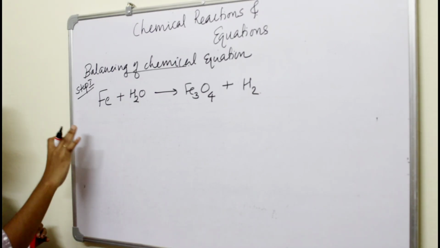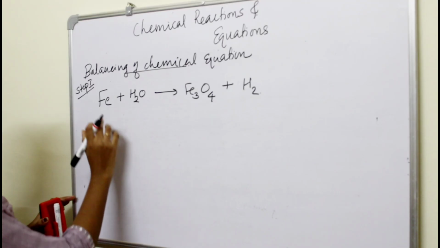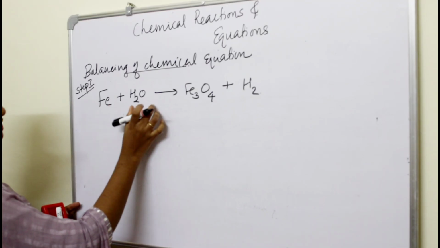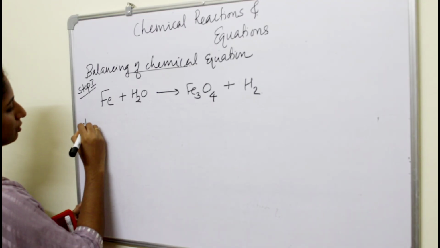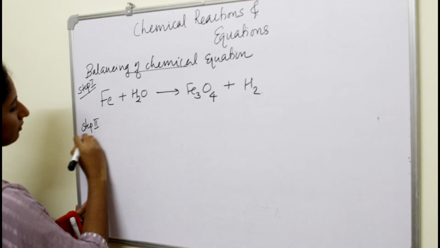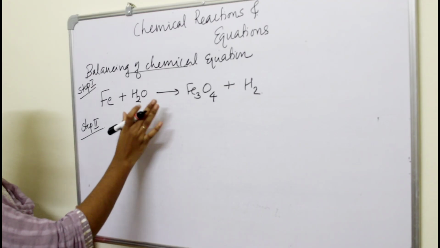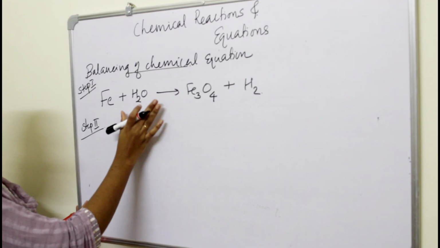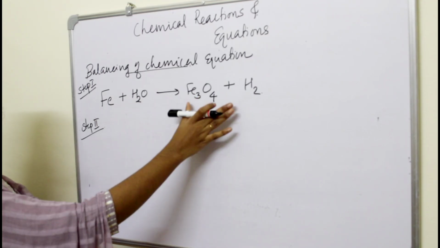So in this one we are balancing the specific chemical equation. Iron, when it reacts with water, we are getting Fe3O4 and H2. So in step 2, that means the oxidation of iron. This is actually the chemical reaction of oxidation of iron. That means when iron reacts with moisture we are getting rust.